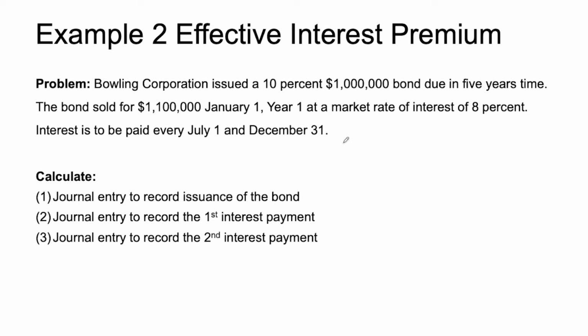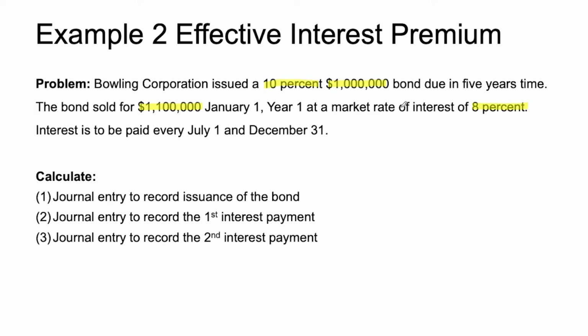So, of course, we just want to note some important things in the question here. It says that they issued a 10% $1 million bond. Of course, we know that 10% is our stated value, and the $1 million is our face value of the bond. Next, it gives us what the bond actually sold for, i.e. its carrying value, which was $1,100,000, and it was at a market rate of interest of 8%, which again, we know market rate of interest equals effective rate of interest.